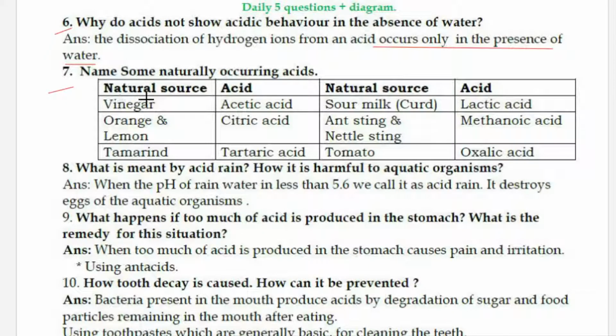Here we can see some natural sources and the acids present in those sources. Vinegar, it contains acetic acid. Orange and lemon contain citric acid. Tamarind contains tartaric acid. Sour milk or curd has lactic acid in it. Ant sting and nettle sting, methanoic acid. Tomato contains oxalic acid.